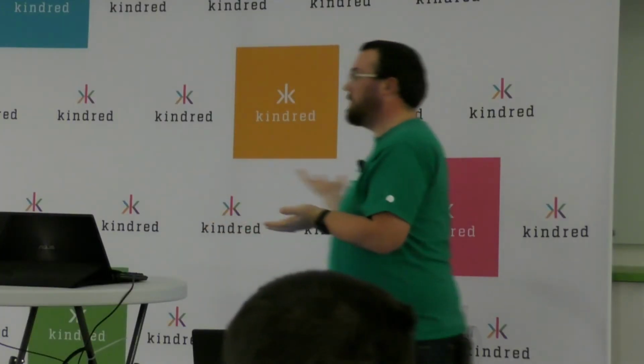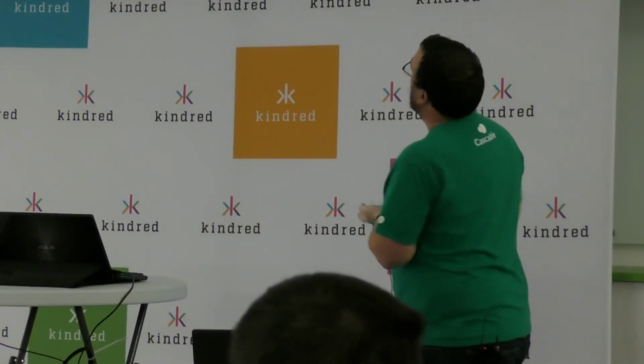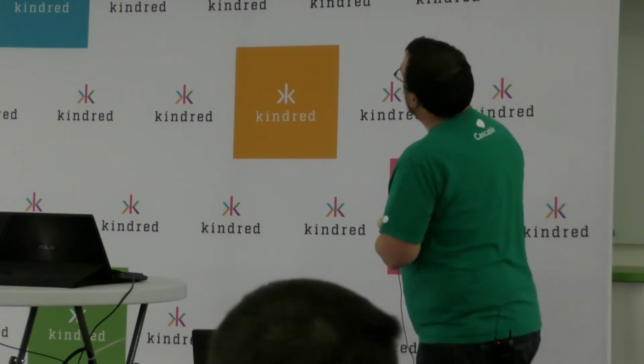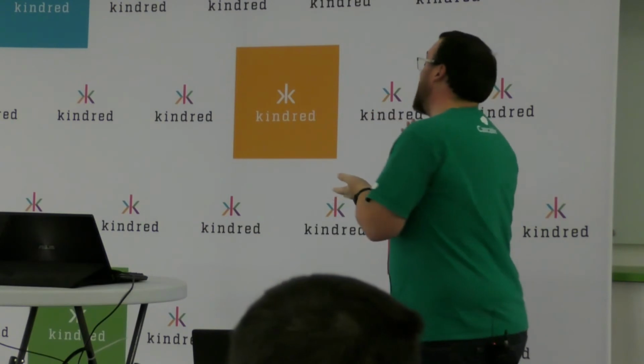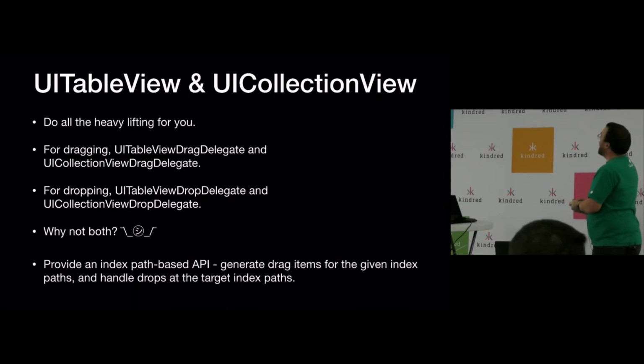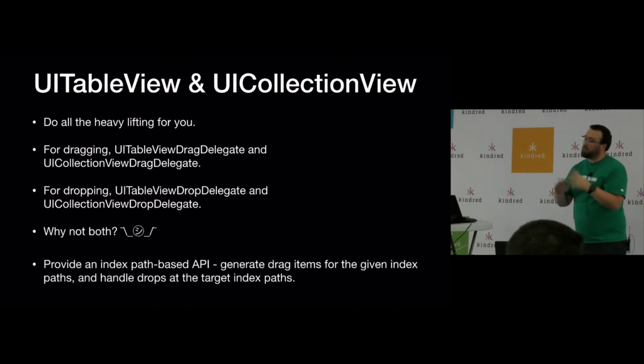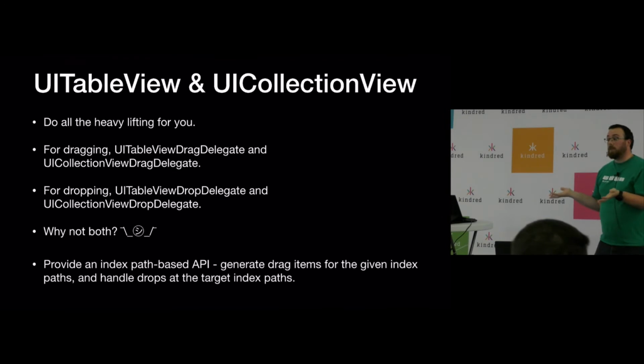So again, the table view and the collection view do all the heavy lifting for you. You have table view drag delegate and table view drop delegate, and collection view drag delegate and collection view drop delegate. Implement both, why not? And you get an index path based UI. So it's all in index paths. If you've made a table view, you can do this super easily.